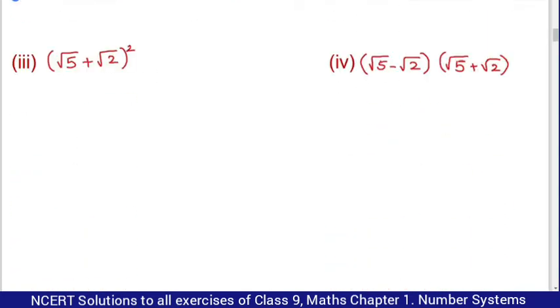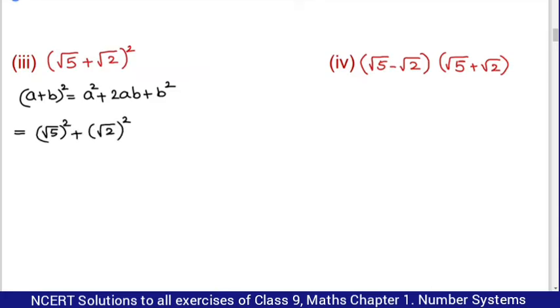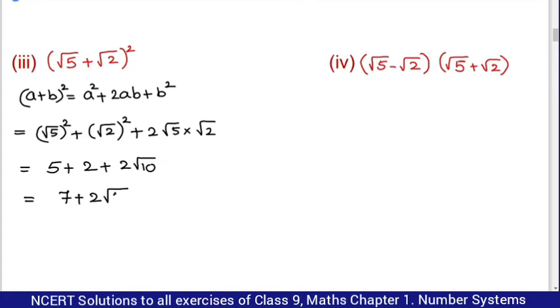Now third one, (√5 + √2)². Here (a + b)² is equal to a² + b² + 2ab. Now it will be (√5)² + (√2)² + 2 into √5 into √2, which is equal to 5 + 2 + 2√10, or 7 + 2√10.